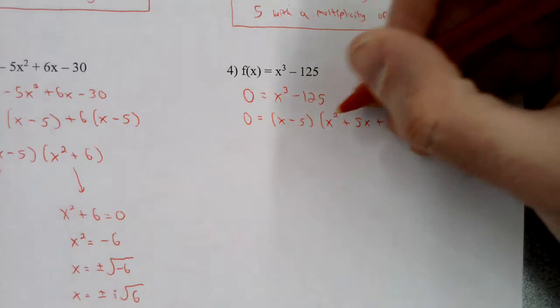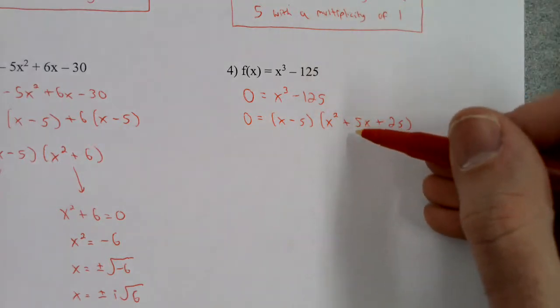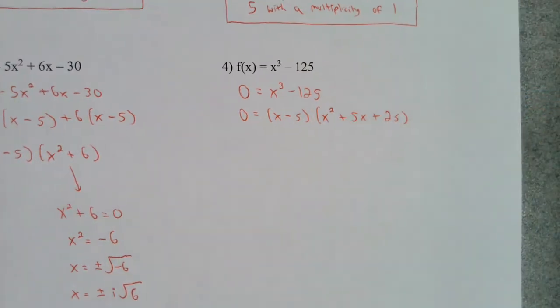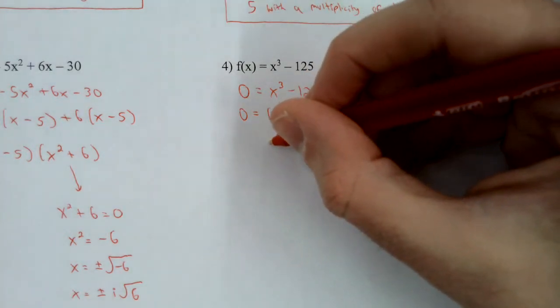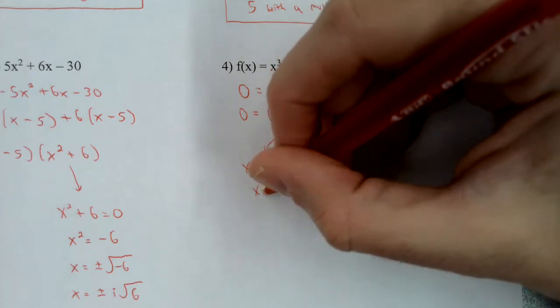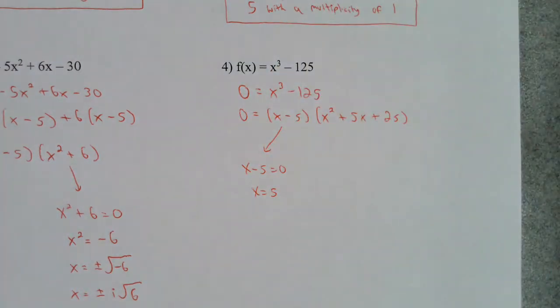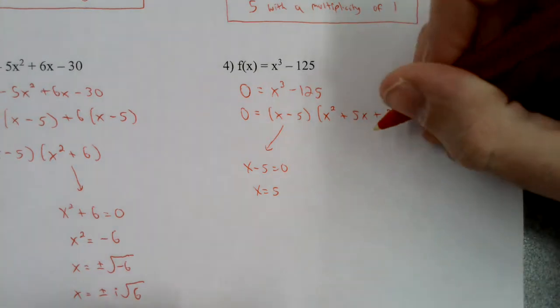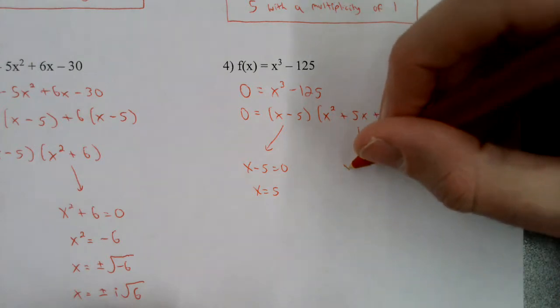When we solve each one, we set each one equal to 0. You cannot factor this because you cannot find two numbers that multiply to 25 and add to 5. So let's solve each one separately. X minus 5 equals 0. X equals 5, that's easy. But you're going to have to use the quadratic formula on this next one, I think. Probably the best way to do it.